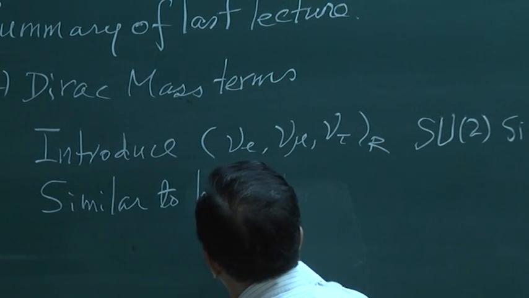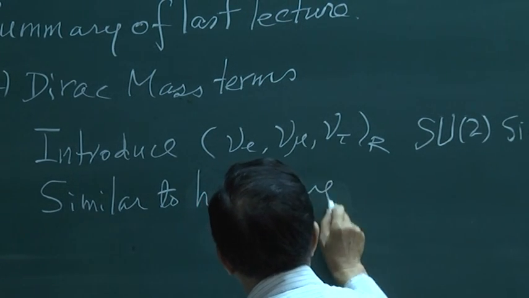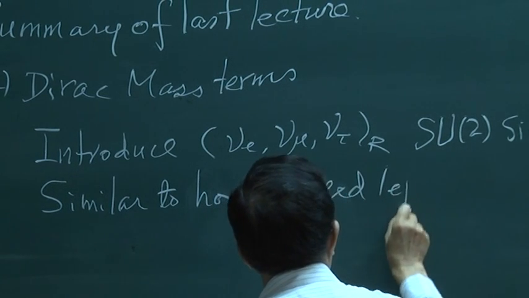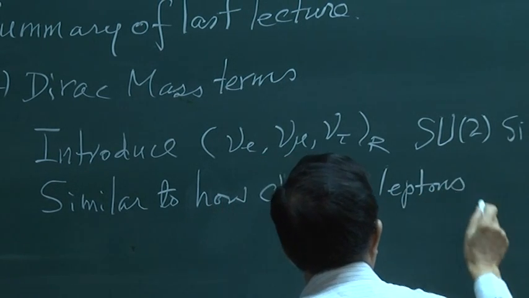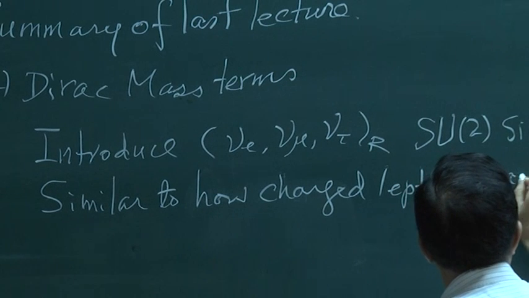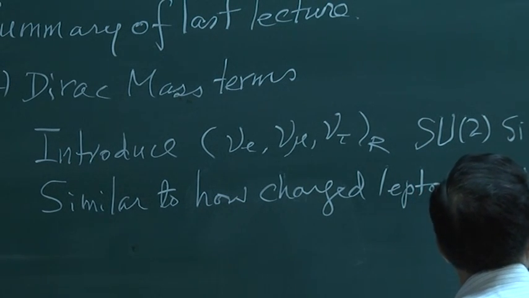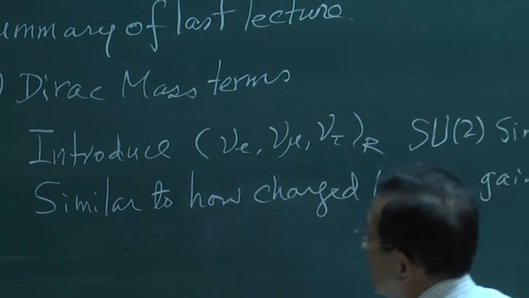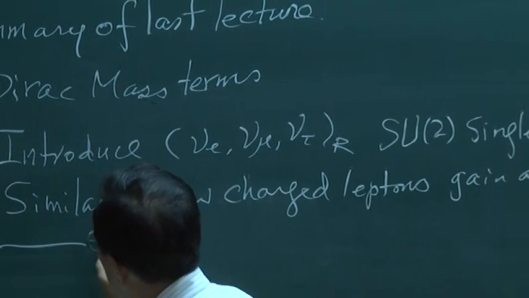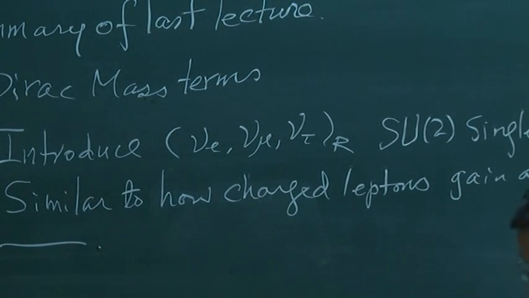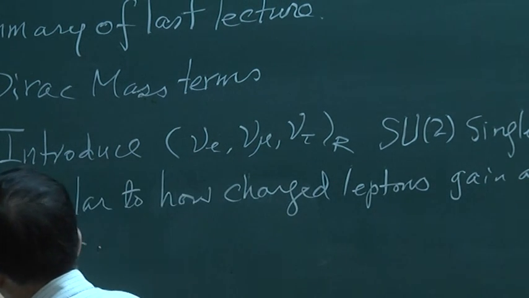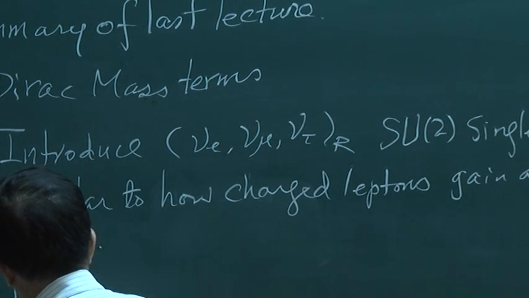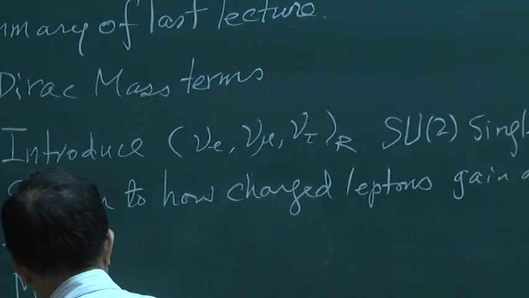for how the charged electrons gain a mass. So I will not discuss any further about this. And then the second one is called Majorana neutrino, Majorana mass.